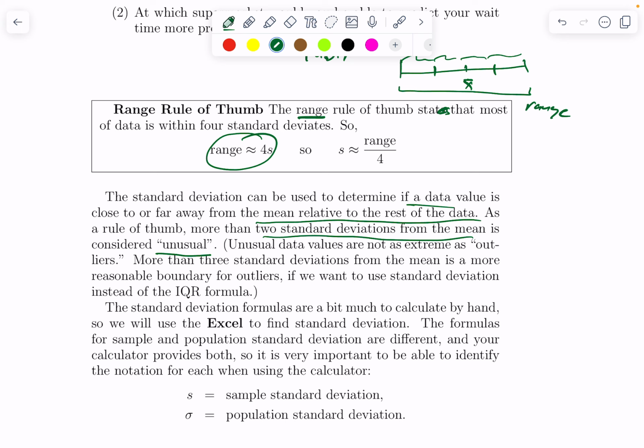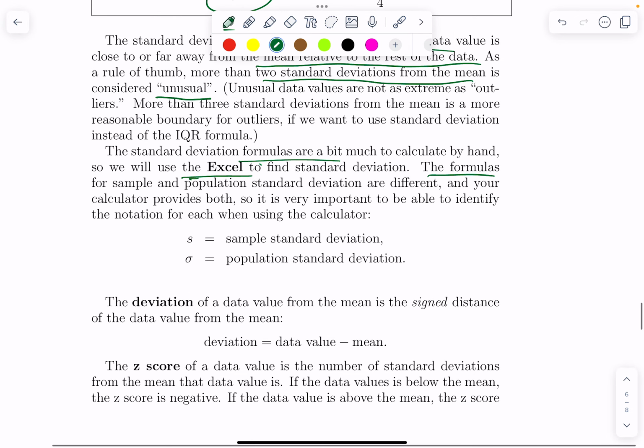The standard deviation formulas are a bit much to calculate, even though we saw it already. But generally speaking, we are going to use Excel to find the standard deviation. The formulas for the sample and the population standard deviation are different, so that's important to note. The standard deviation of a sample is not the same formula as the standard deviation of the population.